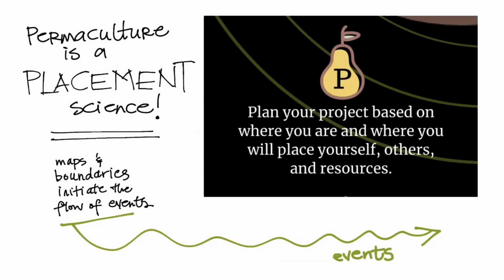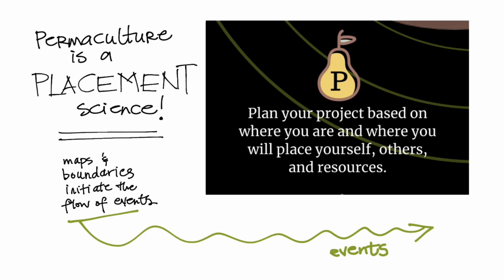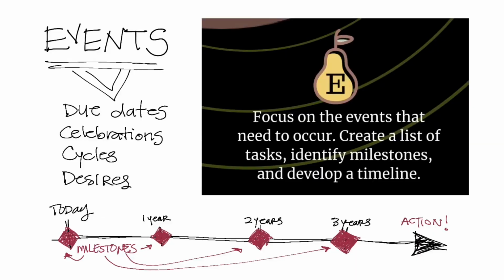So the P stands for placement. Permaculture is a placement science, and this implementation process is very much about moving stuff around. So we go with our maps and our boundaries, and that's what initiates the flow of events. Plan your project based on where you are and where you will place yourself, where you will place others, and where you will place resources. If you think about your project through that lens, it becomes easier to break it down into bite-sized chunks.